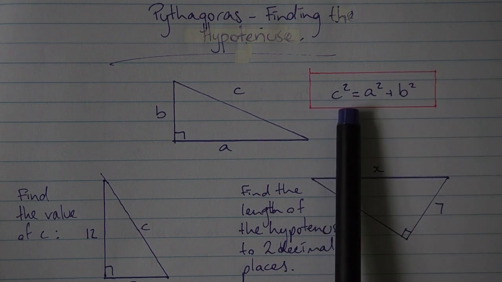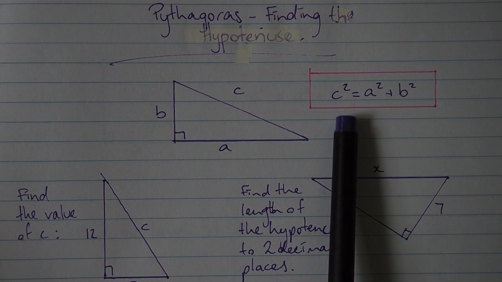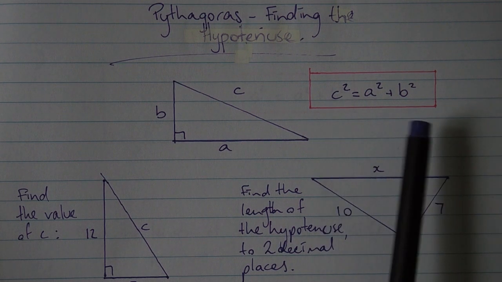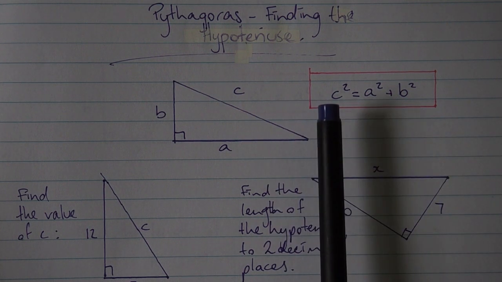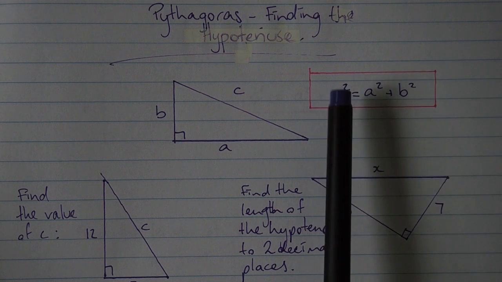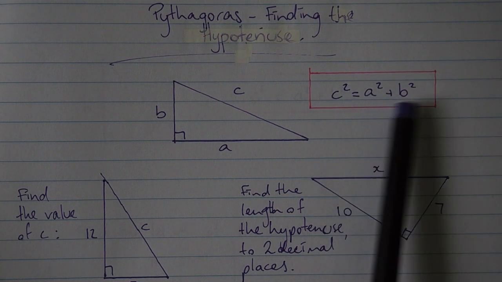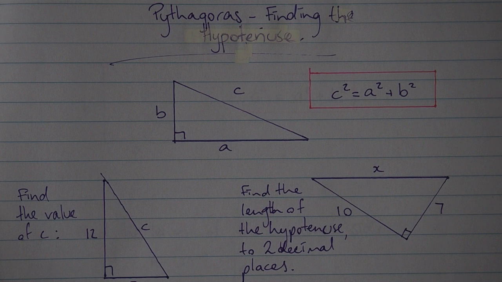Okay, we always want to aim to have our unknown, or the value that we're going to find, out the front on its own. So when we're finding the hypotenuse, we want c squared equals a squared plus b squared, just to save any confusion.